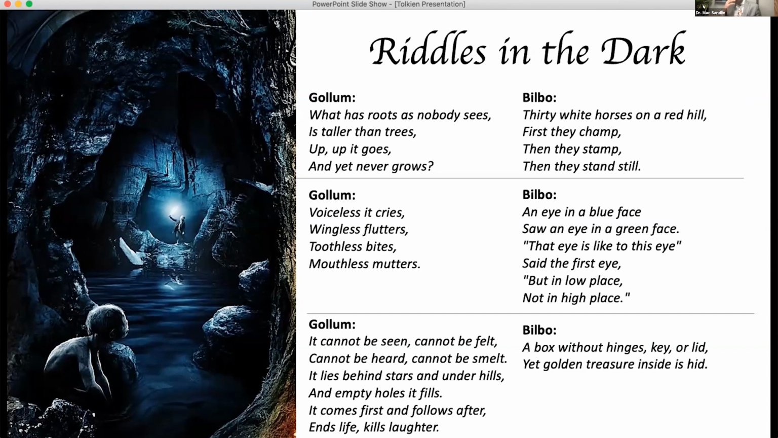And so I want to look at these various riddles. Now, all of these riddles in the text, Tolkien himself wrote and made up, though some of them are adaptations from classic riddles from the Anglo-Saxon literary corpus. So the wind riddle in particular is an adaptation of another riddle.